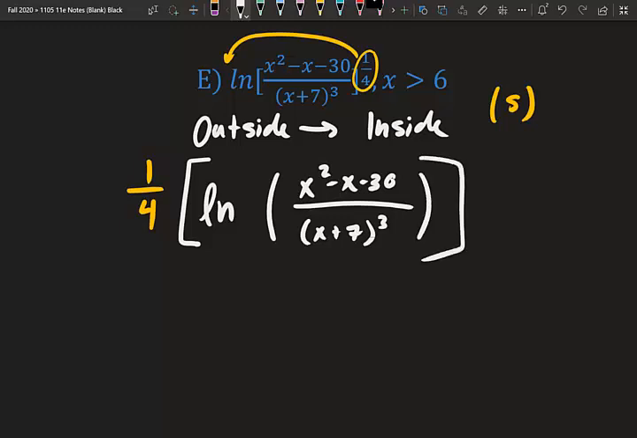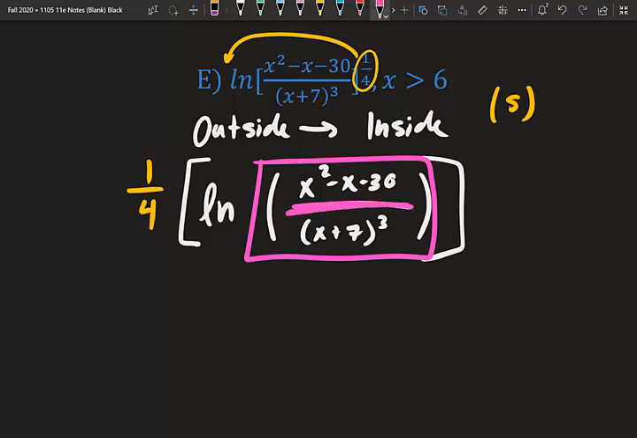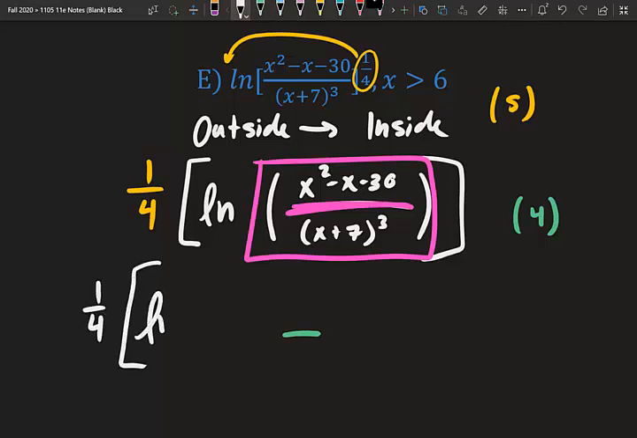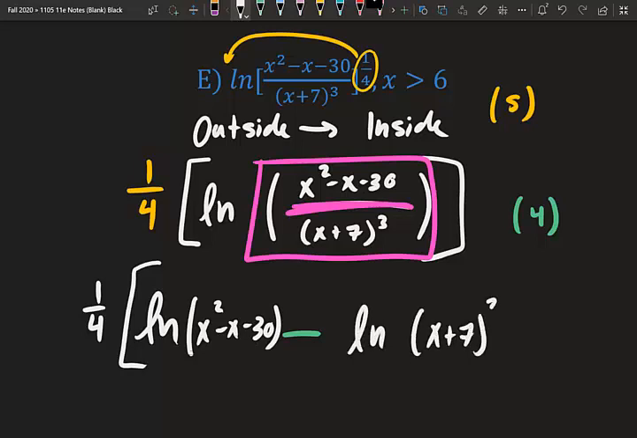Alright, now we start to focus inward. So big picture, what's happening inside the argument? So inside the argument is a division symbol. So we know, because it says division, using one of our properties, we're going to split this up. So using property 4, we can split this up with subtraction. So we still have 1/4 on the outside of everything. So we have ln, the top goes first, so x squared minus x minus 30, minus ln x plus 7 cubed.